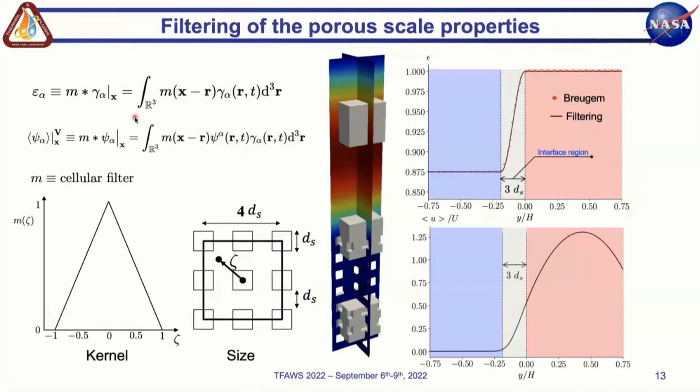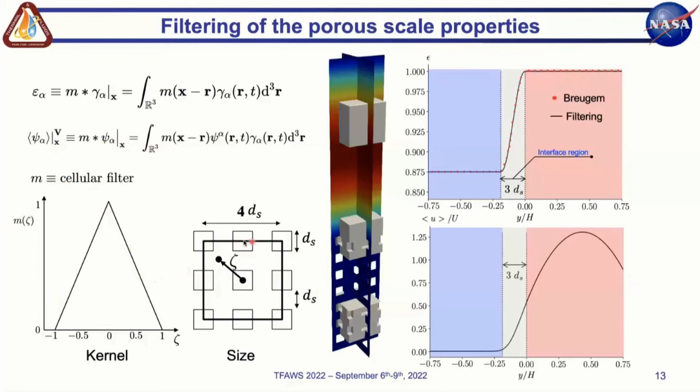And I recall that in order to have macroscopic results, we need to filter the pore scale quantities with a certain filter function. So if you filter the phase indicator function, so it's zero inside the cubes and one outside the cubes, you end up with the porosity. And if you filter the pore scale pressure and the pore scale velocity, you end up with the average pressure and average velocity. In this case, we used a cellular filter, whose kernel is shown here.